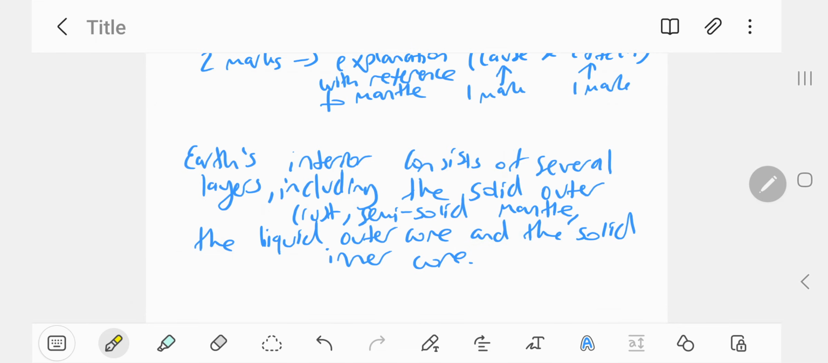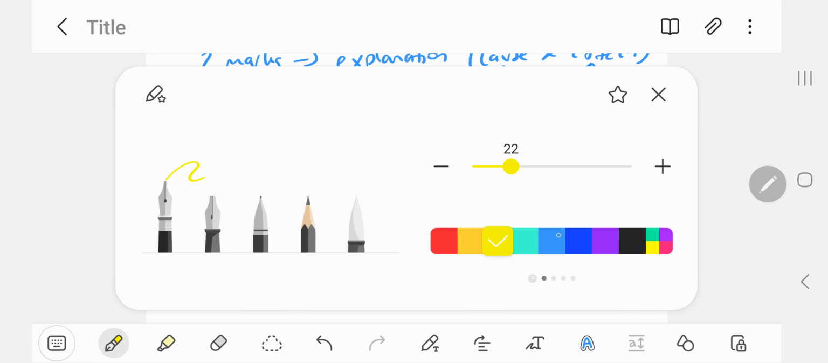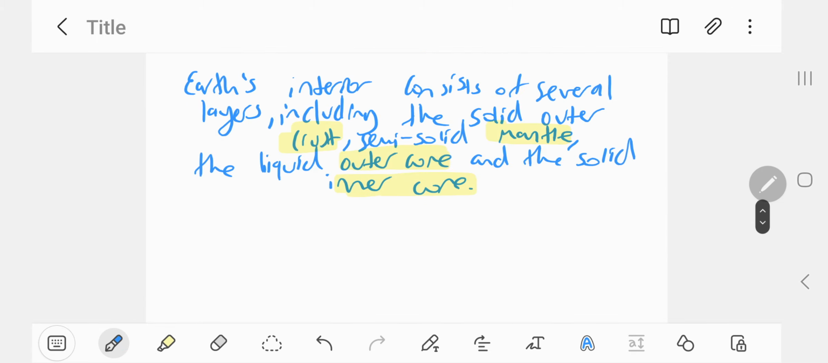So I'll just highlight here. 0.5 mark for mentioning the crust, mantle, outer core, inner core. So there are my 2 marks in total. 0.5 plus 0.5 plus 0.5 plus 0.5, it's 2. So that's my 2 marks.